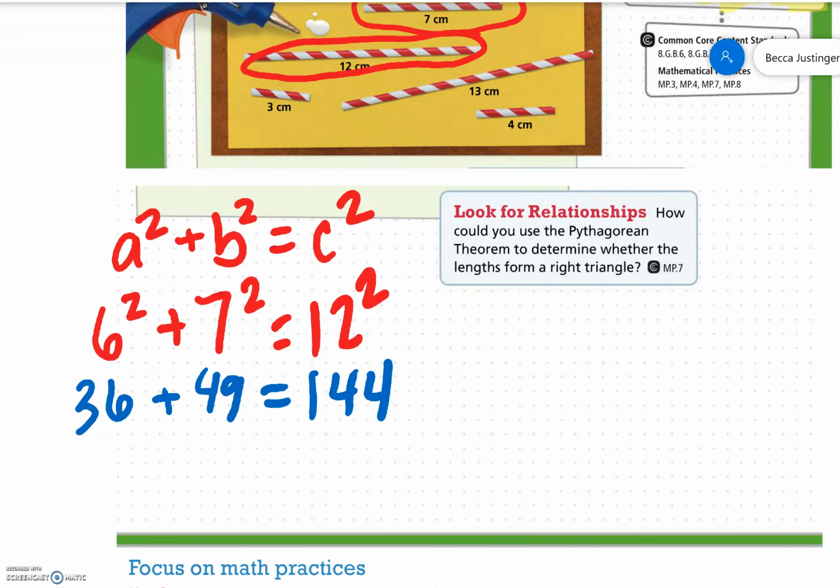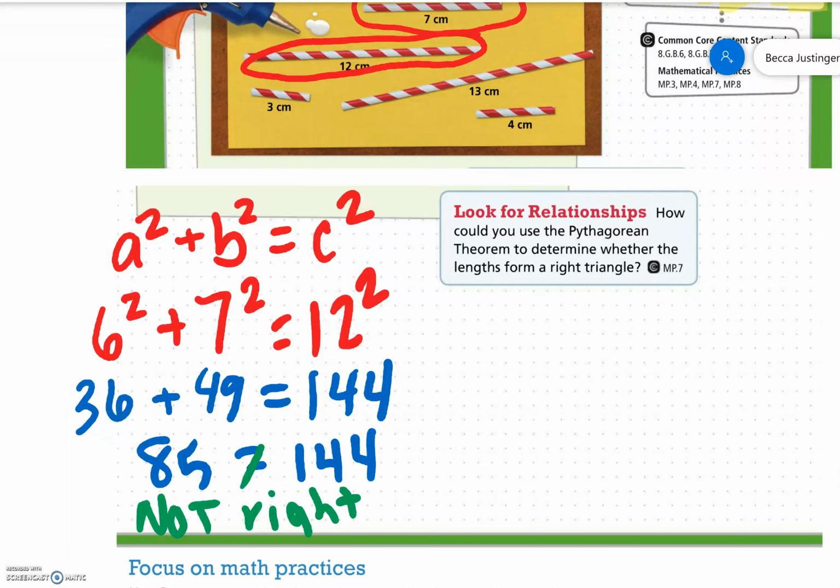6 squared is 36, plus 7 squared is 49, and 12 squared is 144. 36 plus 49 is equal to 85. And I bring down my 144. Does that work? No. So this is not a right triangle. Those three would not work. Let's try three other ones.